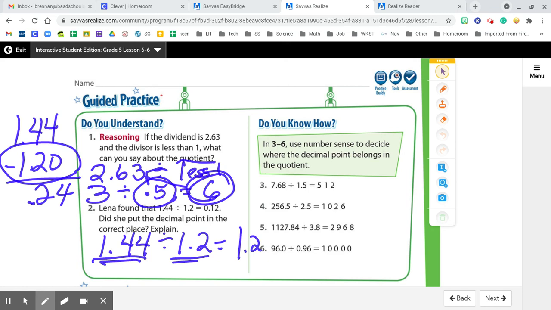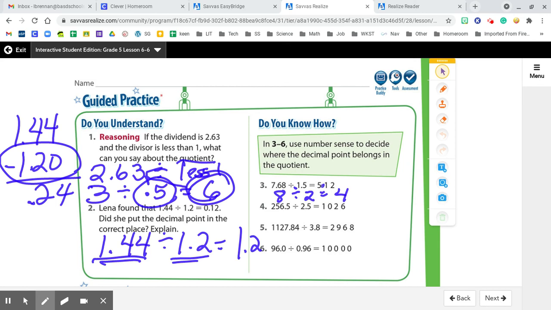For number 3, I'm using number sense again. I'm going to do a little compatible numbers. How about 8 divided by 2? That is going to equal 4. So my decimal will go after the 5, not after the 51 or at the end or at the beginning.